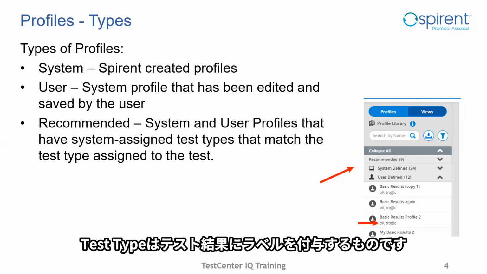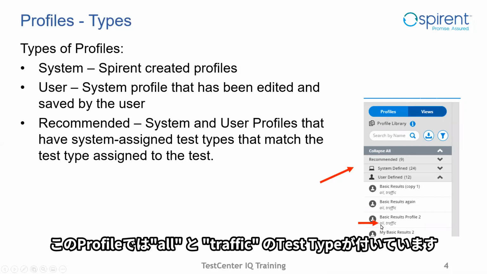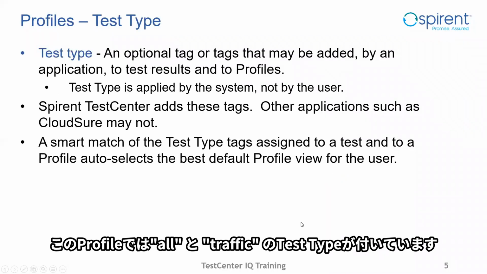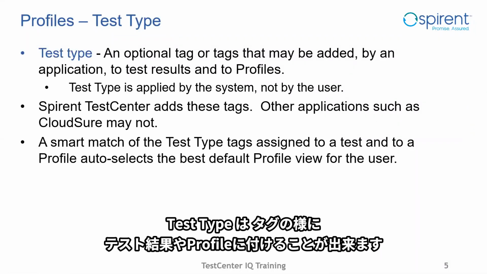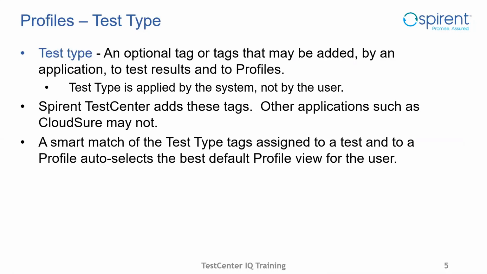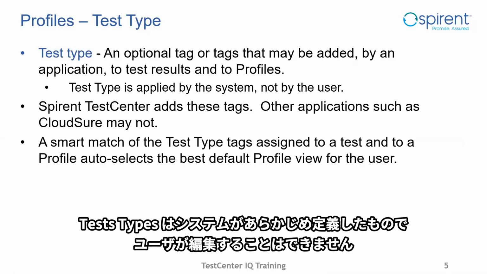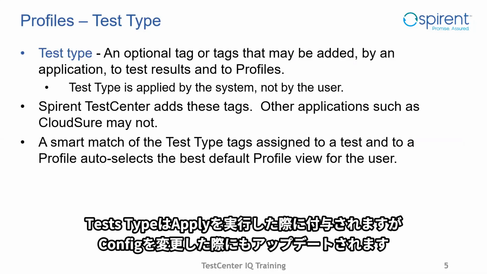Test type is a label that coordinates the test results with the test configuration. Note here, this profile has a test type of all and traffic. What is test type? Test type is a tag that can be added by the application to the test results and to the profiles. These test types are applied by the system. These are not user-defined or user-applied tags. Spirent Test Center adds these tags. They're added on the apply, and the tags are updated as the configuration changes.